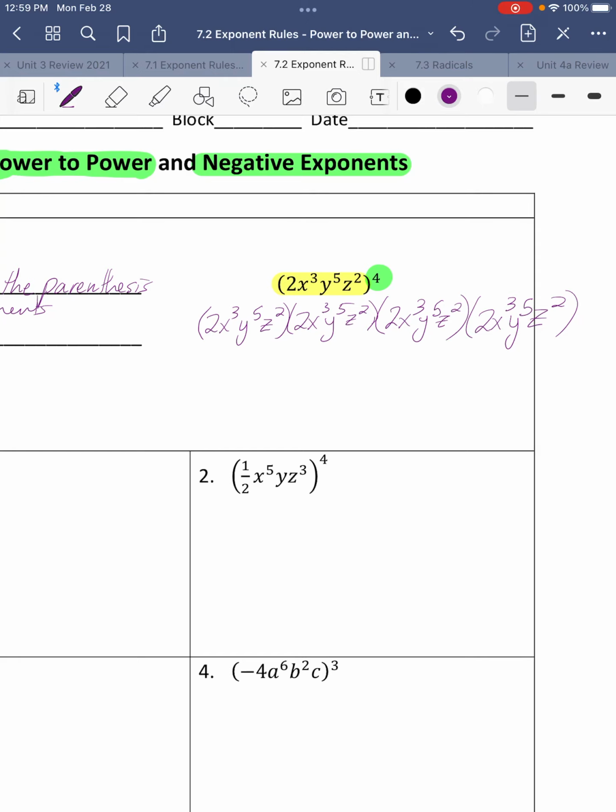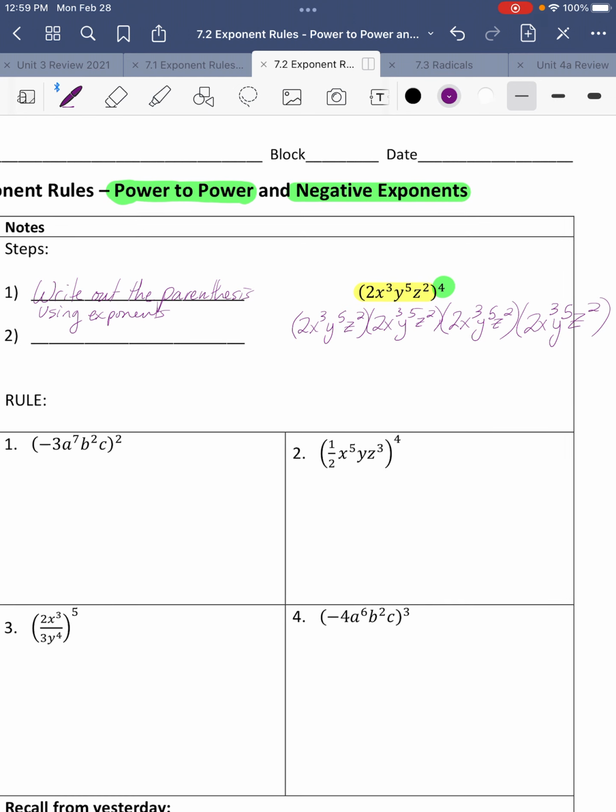Now, at this point, instead of exponents, we're going to follow what we did before, which is, we did this as 7.1, follow multiplying like bases rules. So if you have like bases, you add exponents.